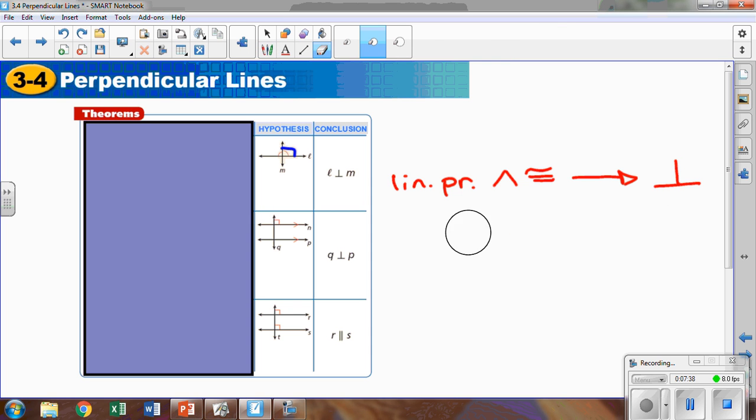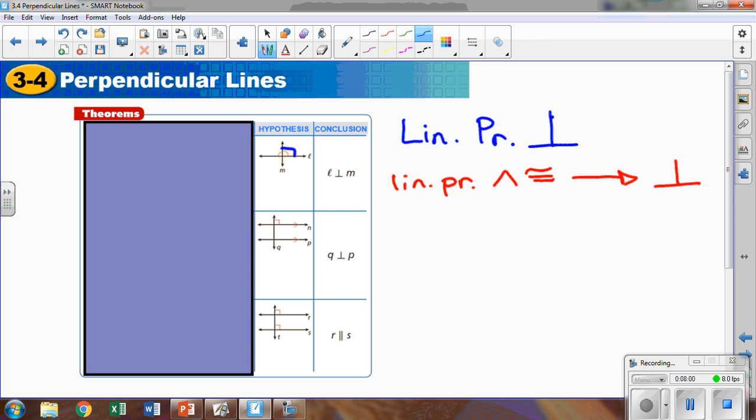This particular theorem doesn't have a standard name. In some math textbooks, they don't give it a name at all. In some math textbooks, they'll give it one name. In some books, it'll be a different name. For us, if we're not going to use the symbolic logic to reference it, this is the linear pair perpendicular theorem. That's what we'll call it.